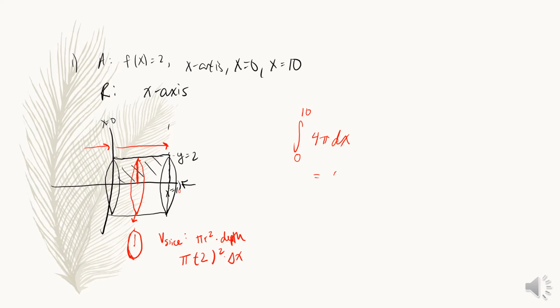Antiderivative of 4 pi is 4 pi x. Remember, pi is not a variable, so I'm not going to add 1 to the exponent or anything like that. So 4 pi x from 0 to 10, which gives me 40 pi. So the volume of this is going to be 40 pi. Do another example.